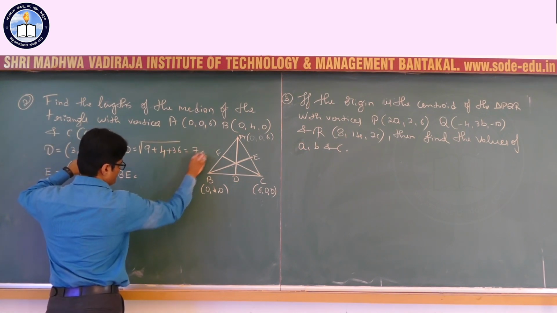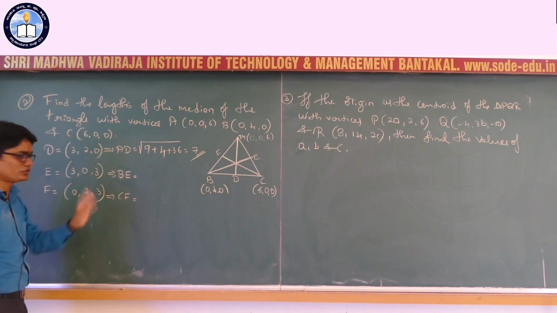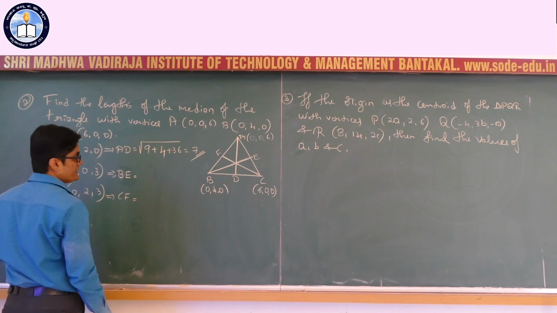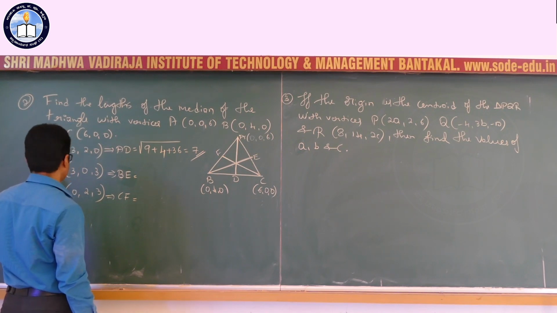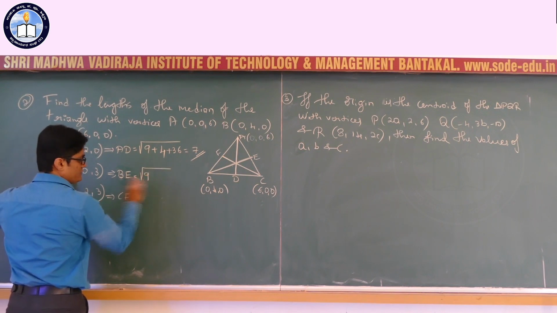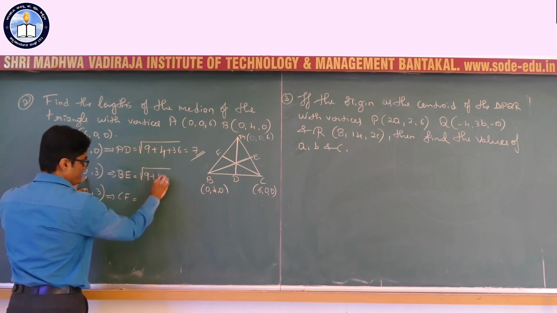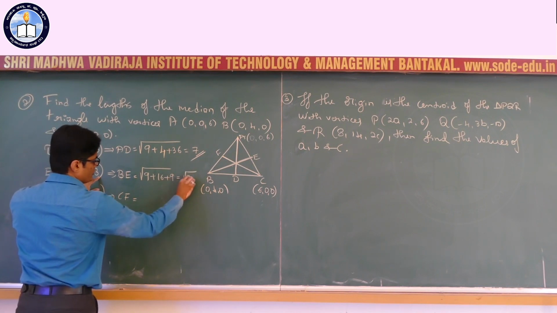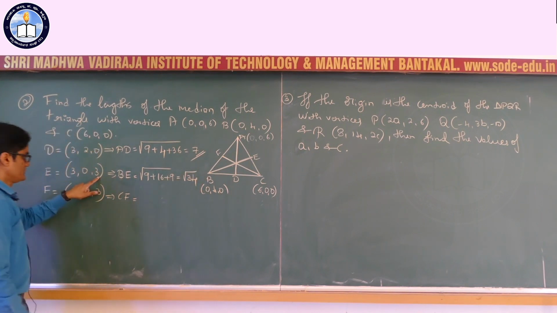And that is root 49, which is 7. Okay, I'll write the remaining two also. I told you I'd give you one, but I'll write two more immediately. What is BE? B is 0, 4, 0. E is also known. (0 minus 3) whole square, 9, plus 16, plus 9, 25, root 34. This is BE, another median.